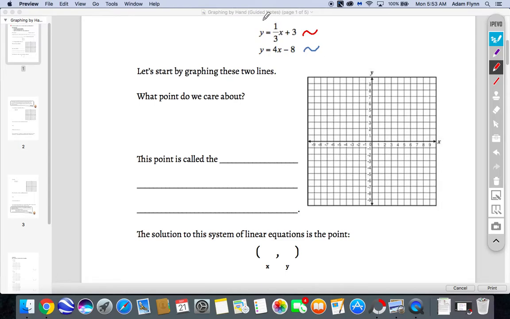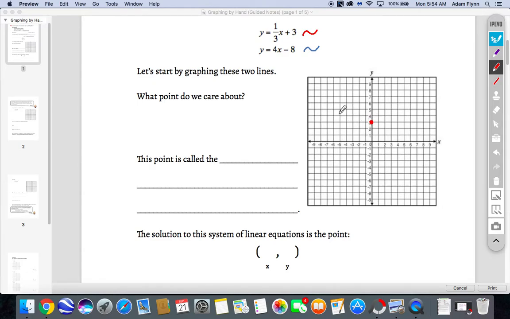So taking a look at the top one, our red line, y equals 1 over 3x plus 3. I'm always going to start with the y-intercept. So my y-intercept is going to be this last number here, our b term. And because it is plus 3, I'm going to go to my y-axis. Okay, it's labeled with the y here. And I'm going to go up to positive 3 and make my first point.